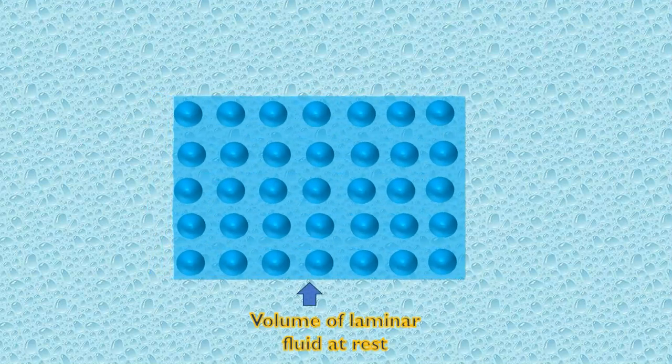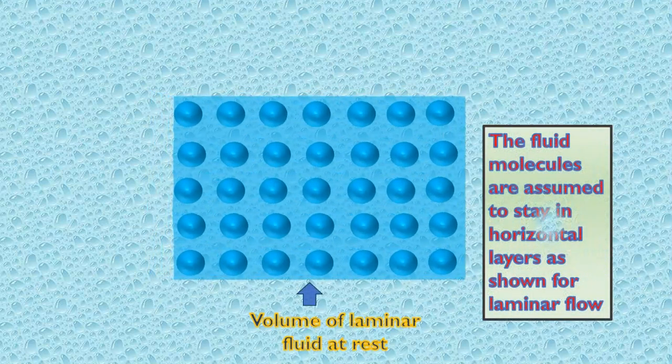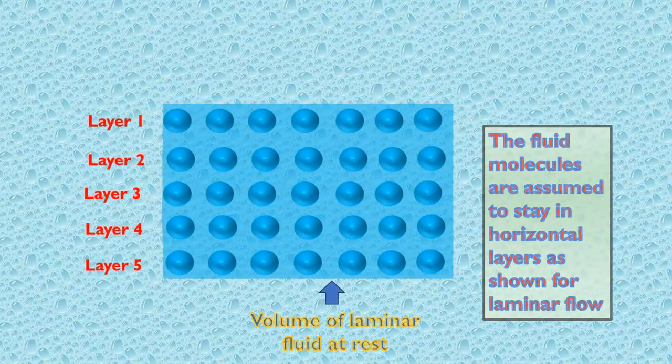Now this is the volume of laminar fluid at rest. The fluid molecules are assumed to stay in horizontal layers as shown for laminar flow. So there is horizontal layer 1, horizontal layer 2, horizontal layer 3, 4, and 5. There are 5 horizontal layers for this given volume of laminar fluid.